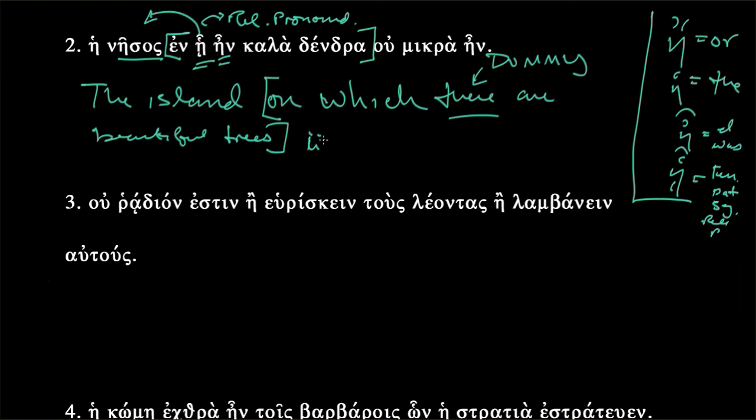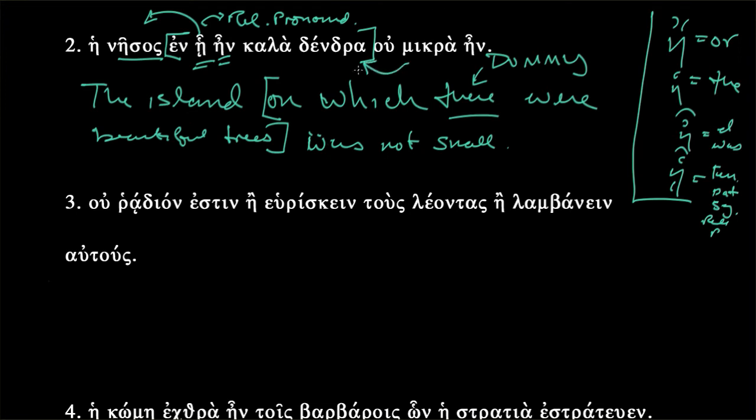So, was not small. And let me make a small correction here. I got carried away with the linking verb. That wasn't are. What is ein? Well, that's was, or in plural, were. So on which there were beautiful trees. The island on which there were beautiful trees was not small.